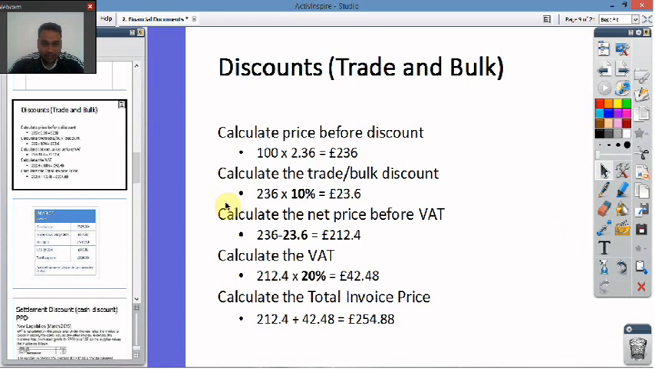So discounts. Let's have a look at discounts. So this is a trade discount. Calculate the price before VAT first. This is how you work out a trade discount. So 100 times 2.36 gives 236. So these are the quantity of items. This is how many we're buying. So this is the total value. Now calculate 10% of that. So 236 times 10% is 23.6.